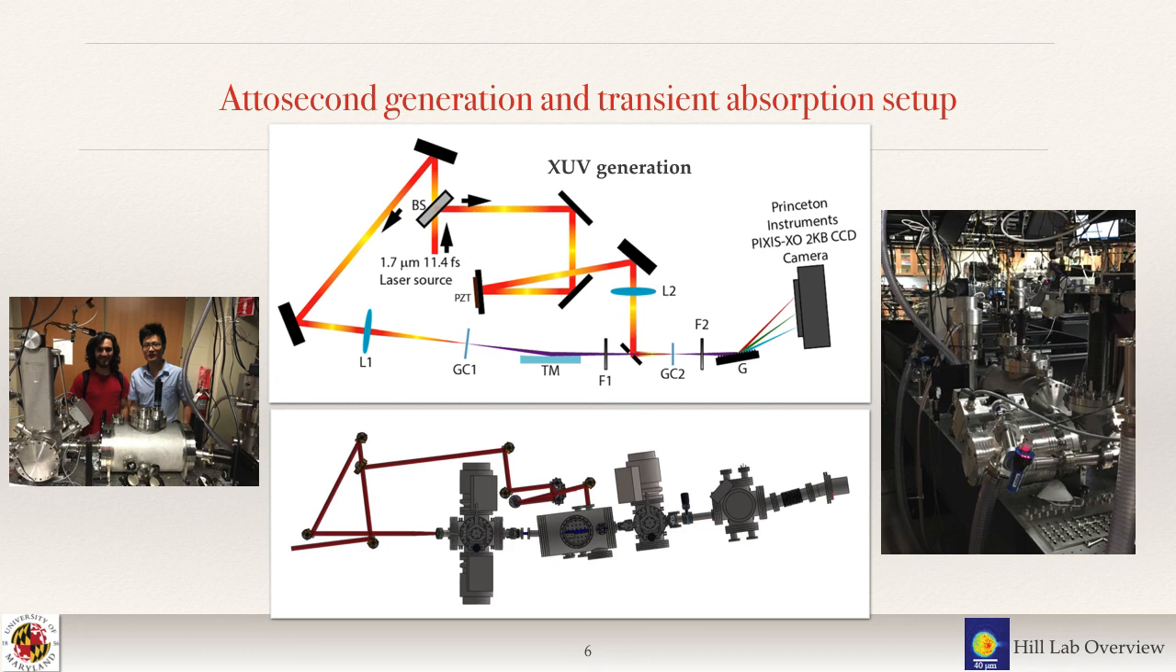The XUV then is being absorbed by the sample in GC2, an atom or a molecule. The XUV then causes the atoms to be perturbed by interacting with the valence electron. And then finally, we have a spectrometer which only looks at the XUV because the IR is filtered out in F2. On the right is a picture of the apparatus, and on the left are two investigators standing in front of one of the cells and the spectrometer.